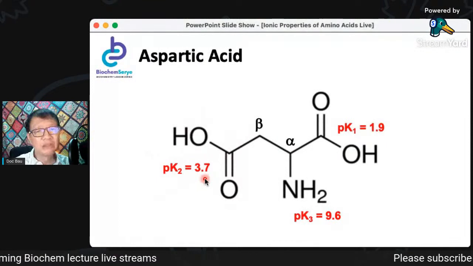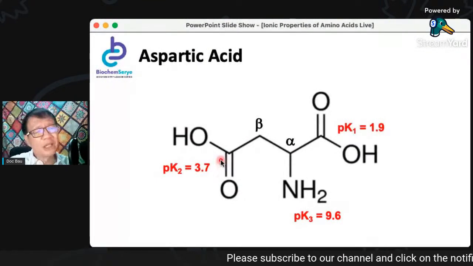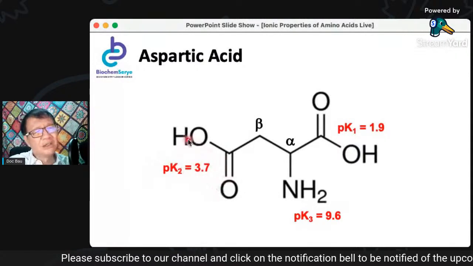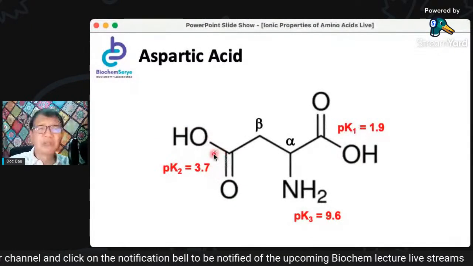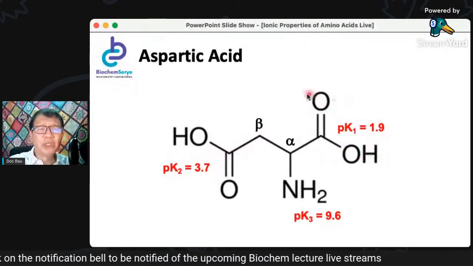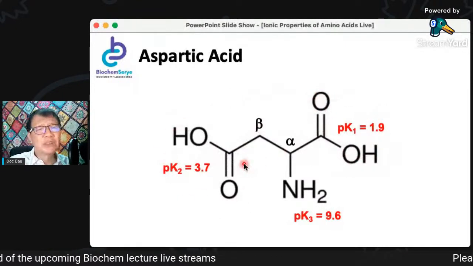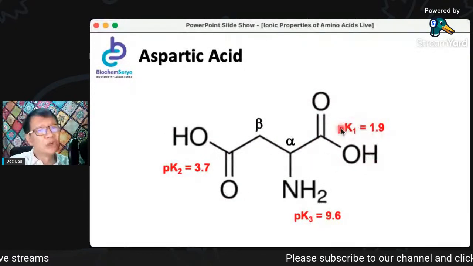It's acidic. It can easily give off its hydrogen ion. Your beta carboxyl, the pKa is around 3.7, right? So at 3.7, you have 50% of your carboxyl and 50% of the carboxylate. If you're asked which of the two carboxyl groups is more acidic, the alpha carboxyl is always more acidic, because it has the lowest pKa.